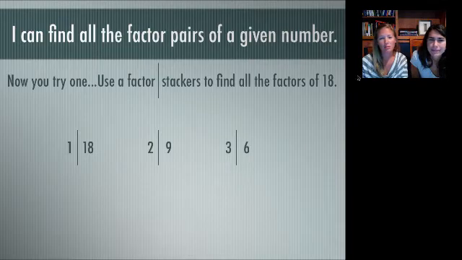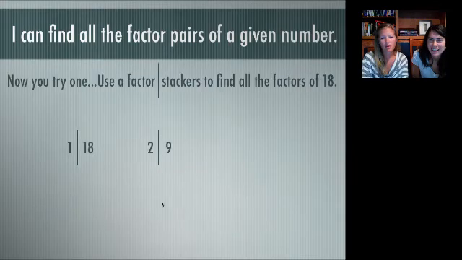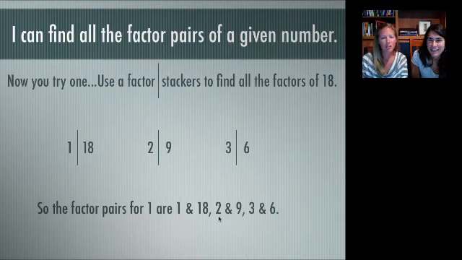Moving on. 4. 4 times nothing. 5 times nothing. And then I get back up to 6. So my factor pairs for... Oh, I have a typo. Factor pairs for 18 are 1 and 18, 2 and 9, and 3 and 6.